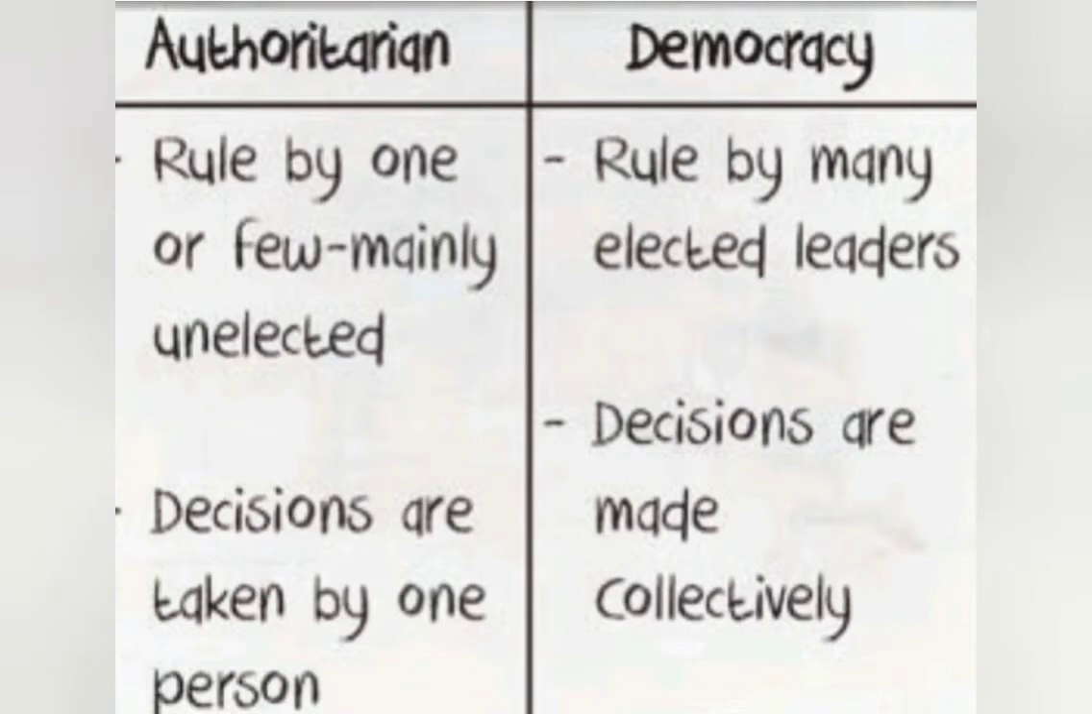So children, look at the screen. One side is authoritarian, other side is democracy. Under authoritarian, rule by one or few, mainly unelected. Point 2, decisions are taken by one person. Under democracy, rule by many elected leaders. Point 2, decisions are made collectively. Hope this table chart will make it clear and easy for you.